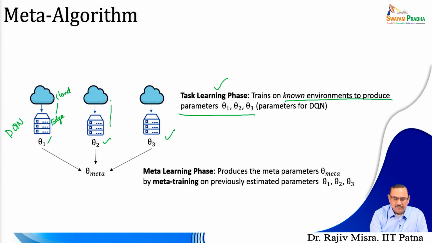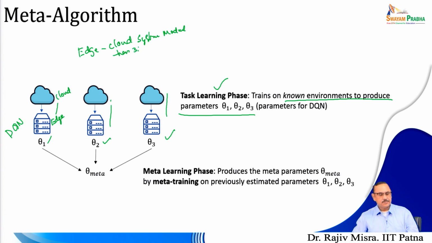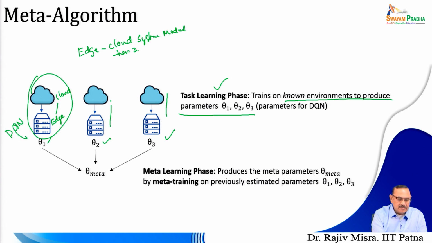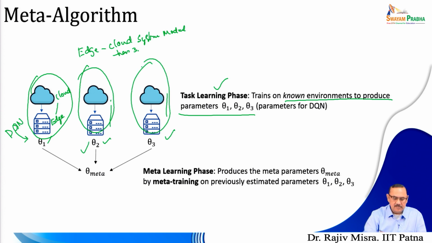So, different edge and different cloud, that means let us say that in this method the entire edge cloud system model has 3 different environments, and the parameters which are learned are, let us say, theta 1, this environment is learned as theta 2, and this environment is called theta 3.